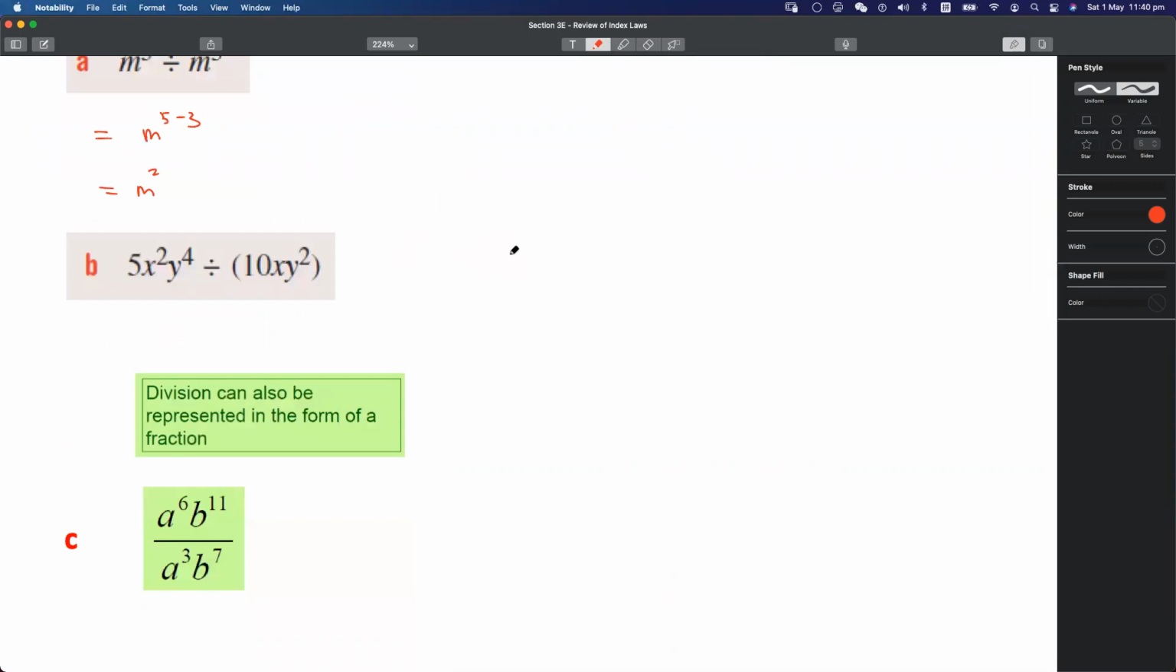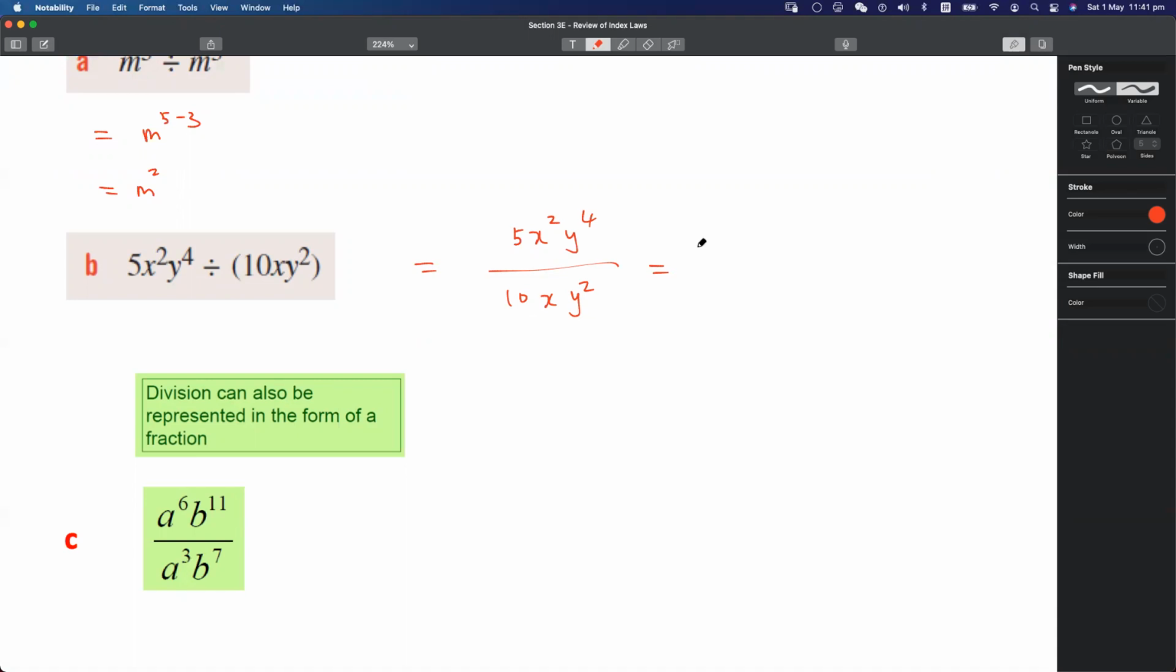All right, next one. 5x squared y to the power of 4 divided by brackets 10xy squared. So this entire thing divided by this entire thing. Remember, division can be expressed as a fraction. So let's make it as a fraction. 5x squared y to the power of 4 over 10xy squared, this entire thing. And then we simplify that.